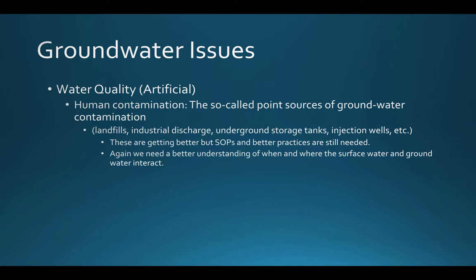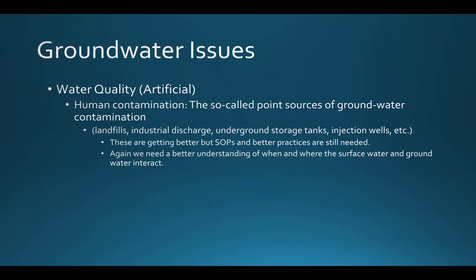Another one is the artificial contaminations that we have. This is the human contamination that we have with it. And some of these things are the so-called point source groundwater contaminations: landfills, industrial discharge, underground storage tanks, and injection wells, just to name a few. These are getting better, but we need some of these better management practices to be in place and to be followed more closely, and maybe even have some regulations behind them. But again, what we really do need is a better understanding of when and where the surface water and the groundwater interact.